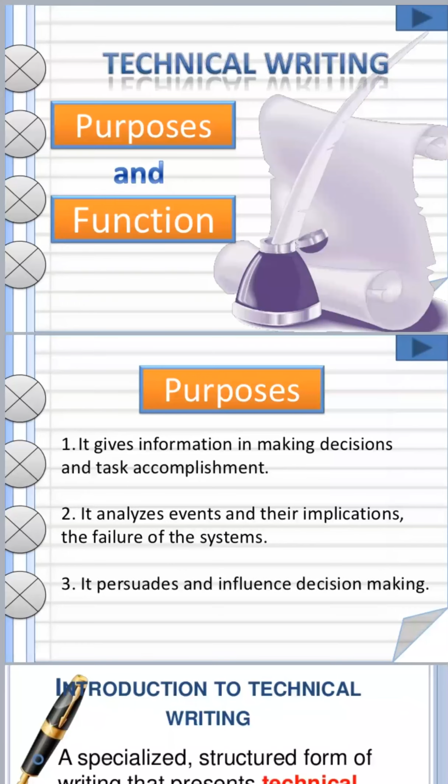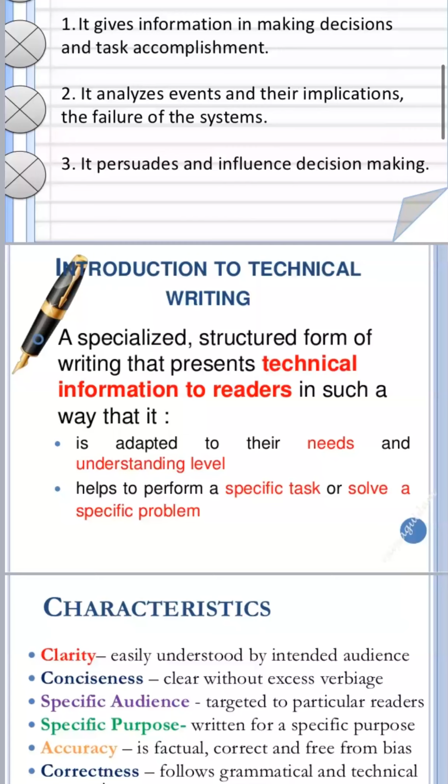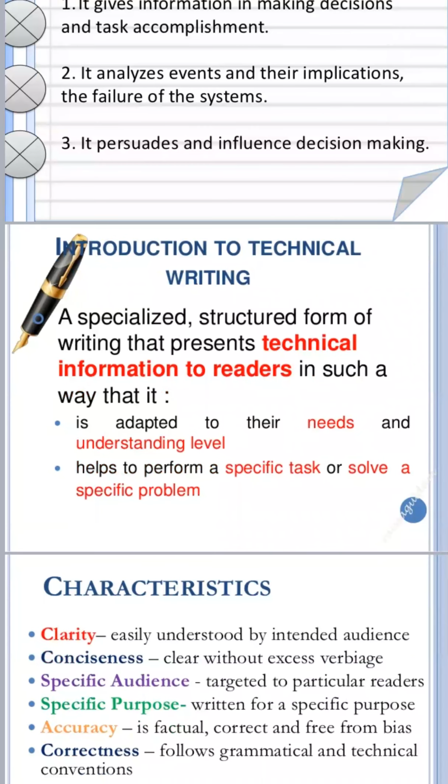Then sometimes you need to persuade someone of your point of view, to convince someone of your point of view, and to influence their decision. So for that reason, we try to write technical writing. When we do technical writing, then we talk about what basically technical writing is.